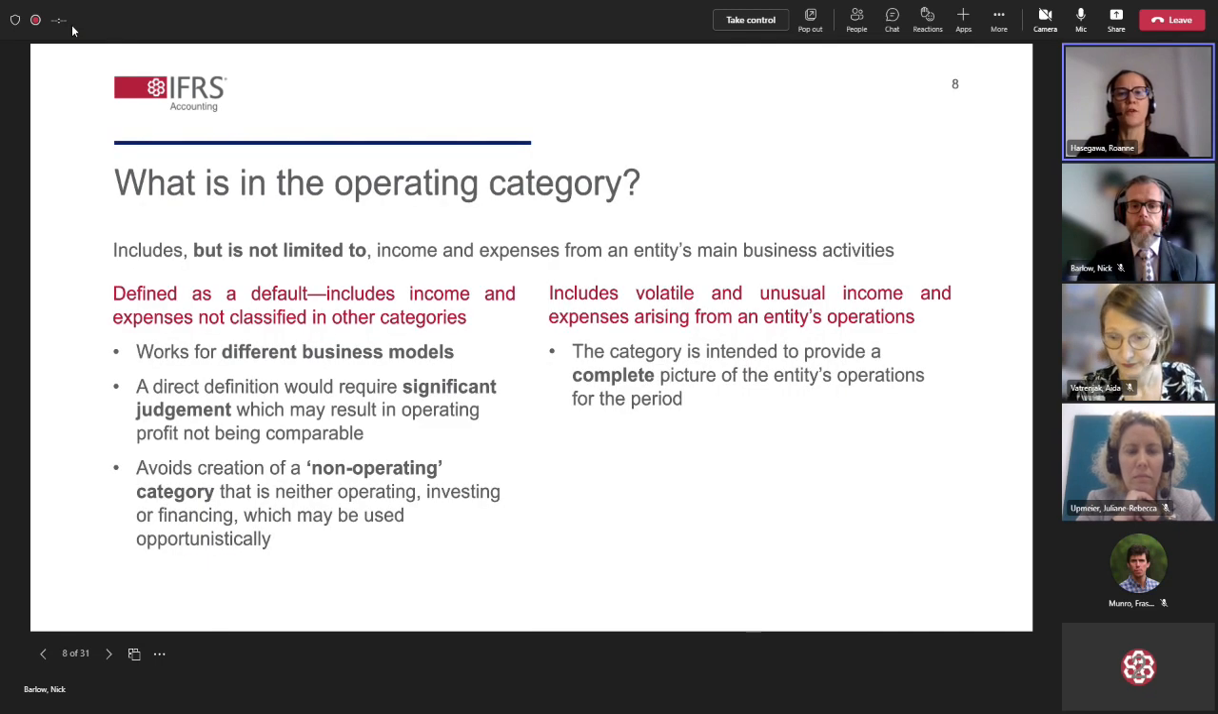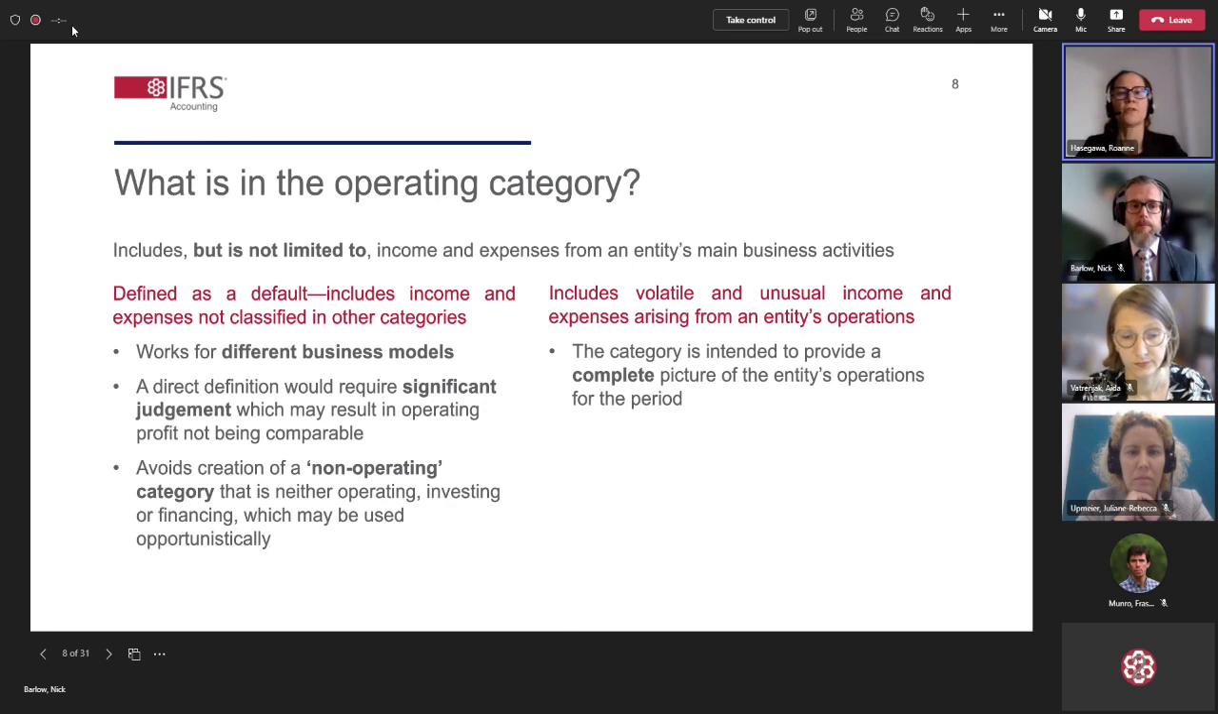So firstly, what's in the operating category? The operating category would be defined as a default category. So that's anything that does not meet the requirements to be classified in the investing or financing categories. Defining the operating category in this way means it will include, but is not limited to, all income and expenses from an entity's main business activities, and it will also capture everything that results from an entity's operations, including volatile and unusual income and expenses.